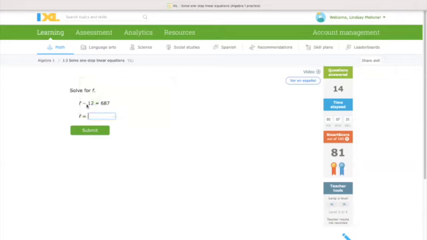F minus 12 equals 687. Because it says minus 12, we're going to do the opposite and add 12 to both sides. So when I add them together, I get 699. So in the box, 699. Again, we're trying to get the u by itself. We're solving for u. It says minus 124, so we're going to add 124 to both sides. 380 plus 124 equals 504.